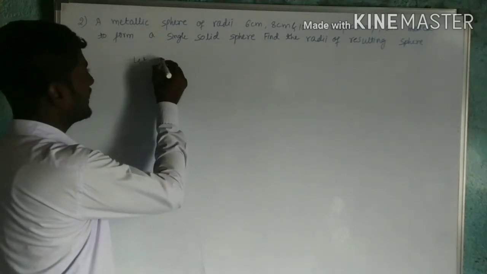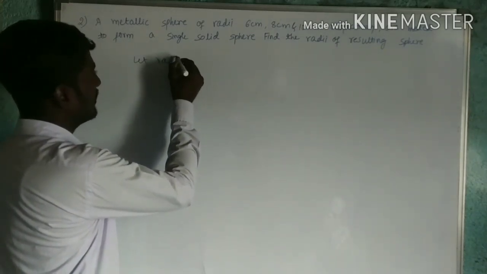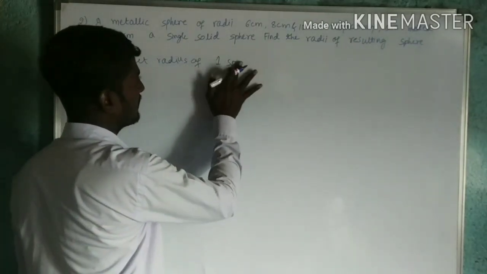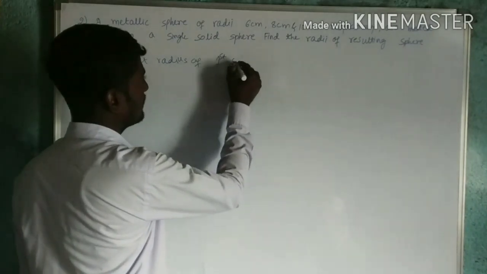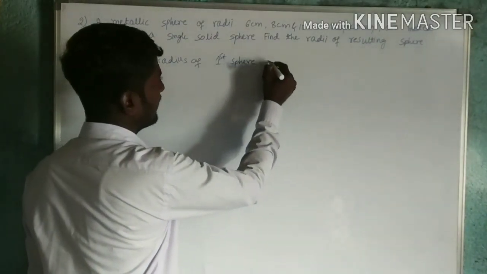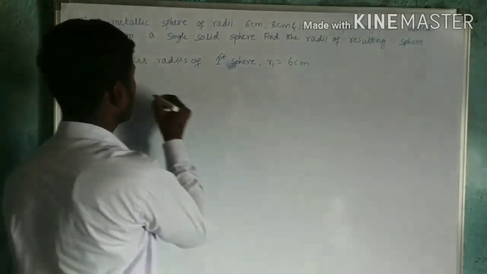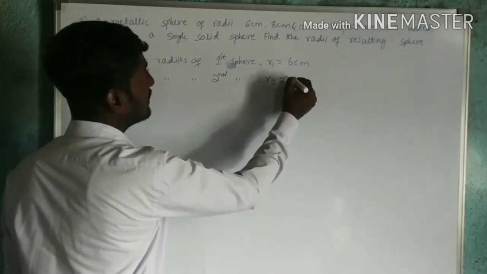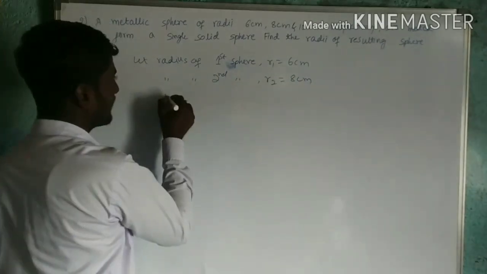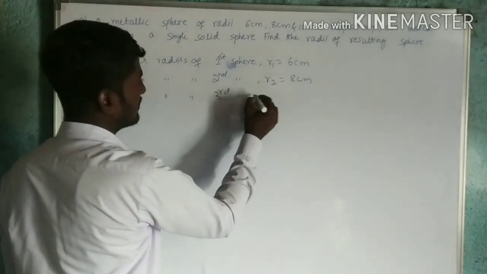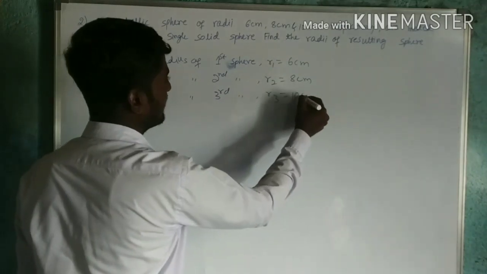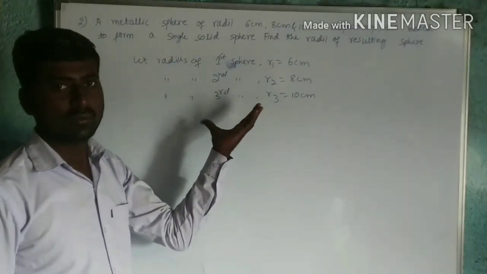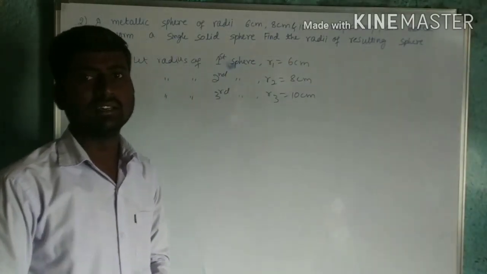Let the radius of the first sphere be R1, which is 6 cm. Next, the radius of the second sphere, I will take it as R2, that is 8 cm. Then the radius of the third sphere, I will take it as R3, 10 cm. We are melting these three spheres and forming another single sphere.